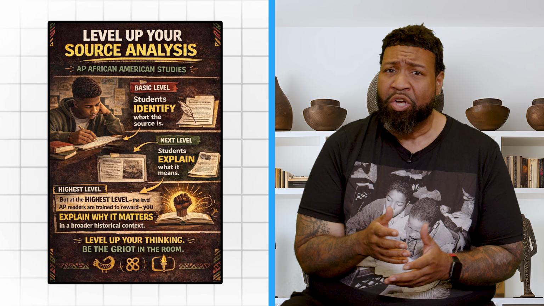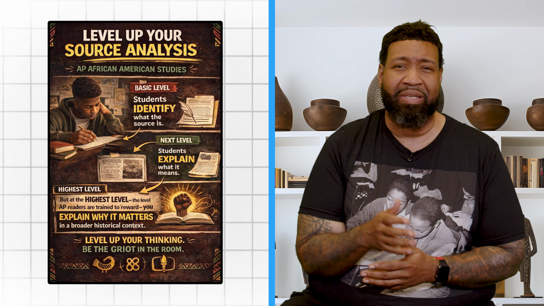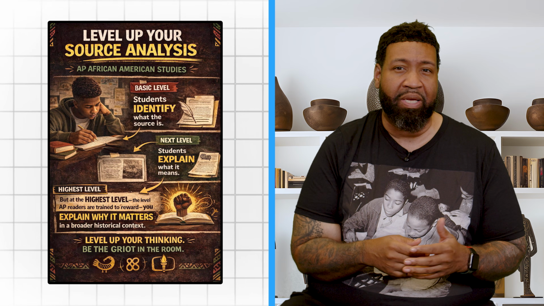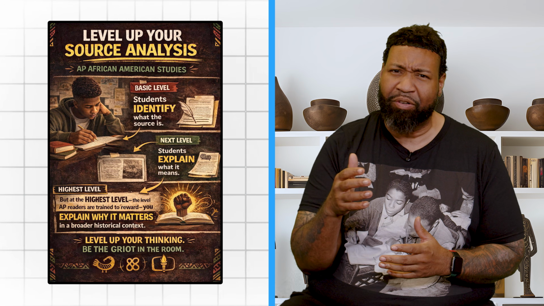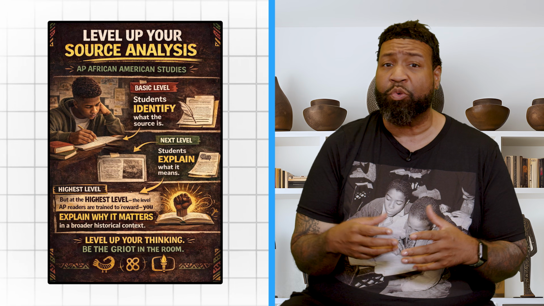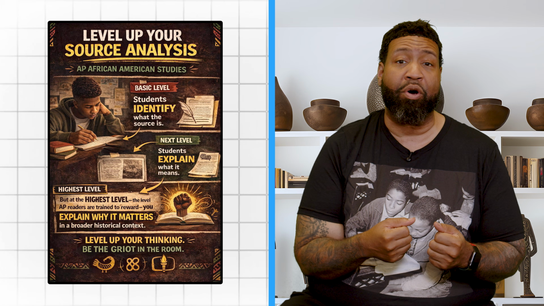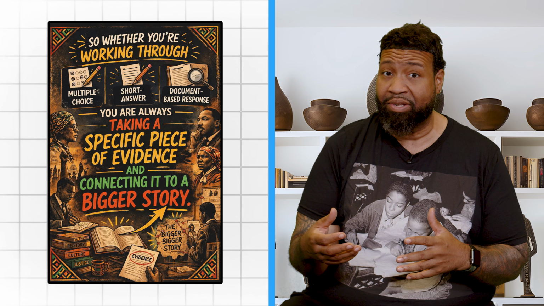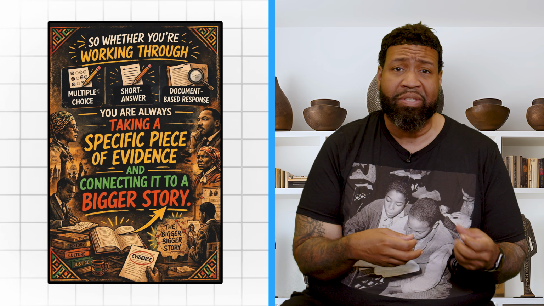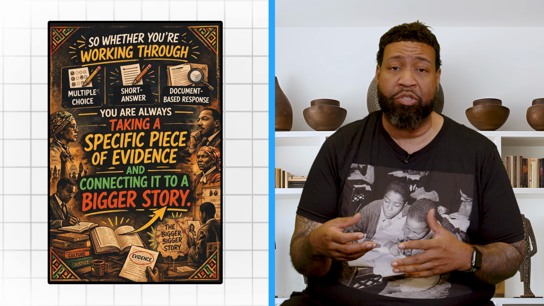At the basic level, students identify what the source is. At the next level, students explain what it means. But at the highest level, the level AP readers are trained to reward, you explain why it matters in a broader historical context. And that final move, that's where most points are earned. So whether you're working through multiple choice, short answer, or document-based response, you're always taking a specific piece of evidence and connecting it to a bigger story.